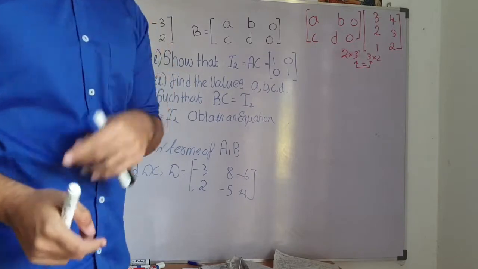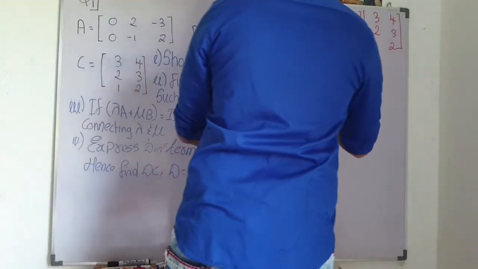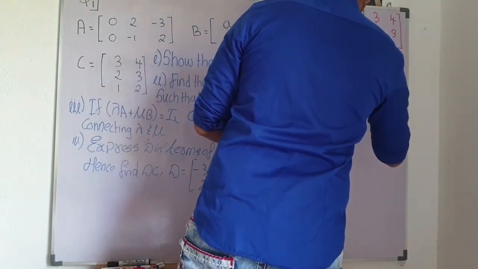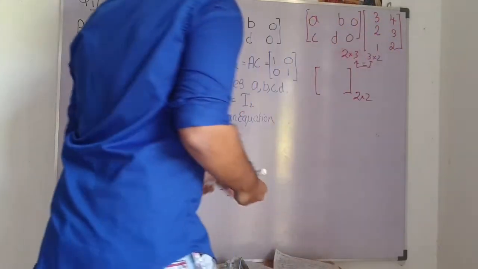Now the number of rows and columns in the matrix is going to be 2 into 2. That is the order 2, just like they have said here. So I'll write the matrix here. That's going to be 2 into 2. So A, B.